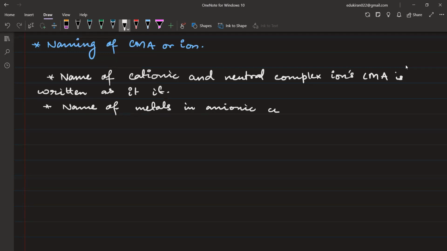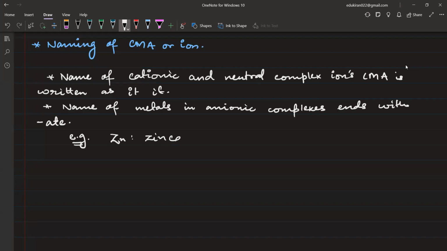In anionic complexes, the name ends with ATE. Ends with ATE. Okay, so for example, if you have zinc as the central metal atom in an anionic complex, then it will be zincate. If you have Cr, it will be chromate. If you have aluminium, it will be aluminate. And if you have cobalt, it will be cobaltate.